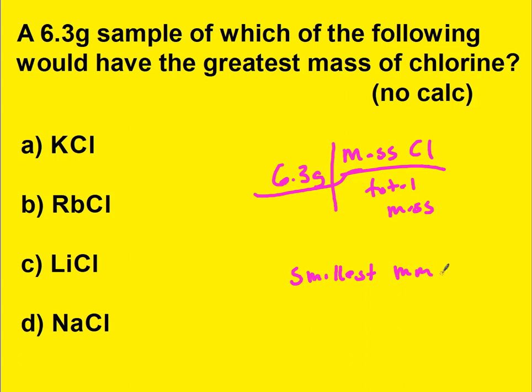The smallest molar mass would give me the biggest mass per total mass, or the biggest percent chlorine. So I want the greatest percent chlorine, which would be the one that has the smallest overall molar mass. So lithium chloride would have the greatest mass of chlorine. And then the heaviest, rubidium chloride, would have the smallest mass of chlorine because it has the smallest percent by mass of chlorine.